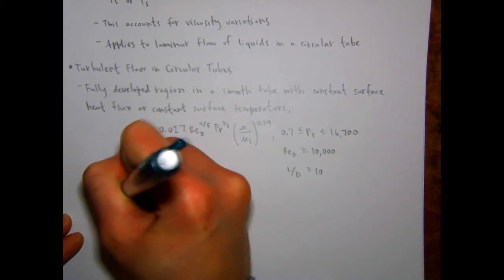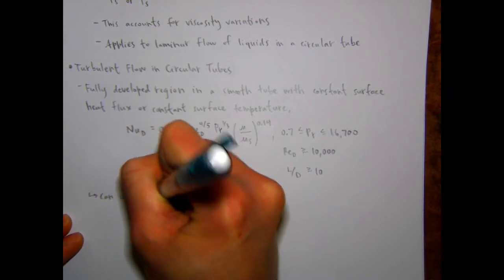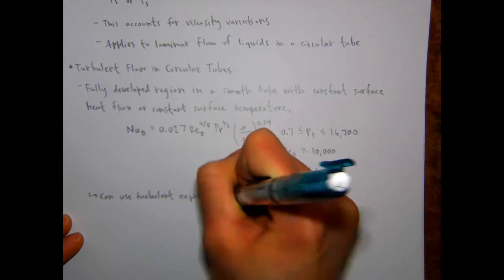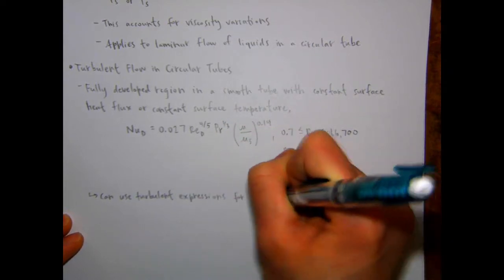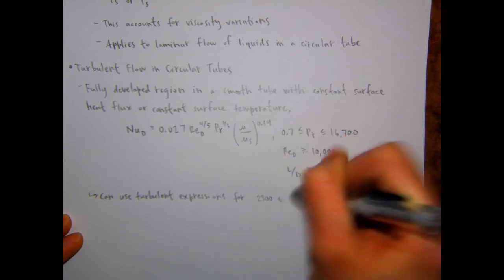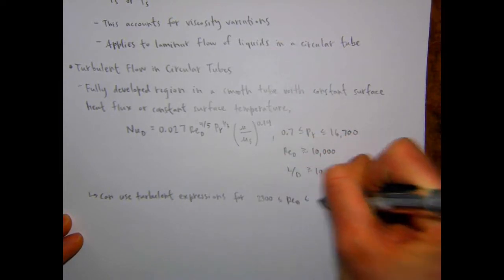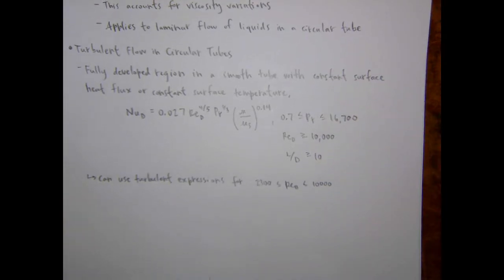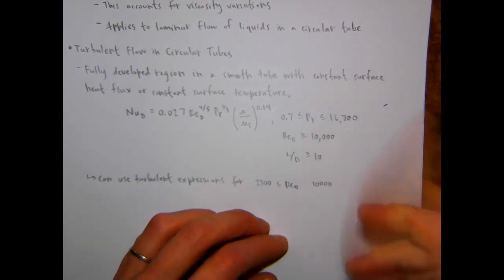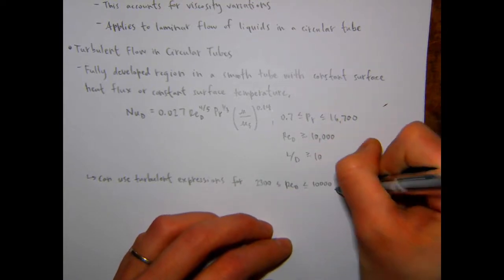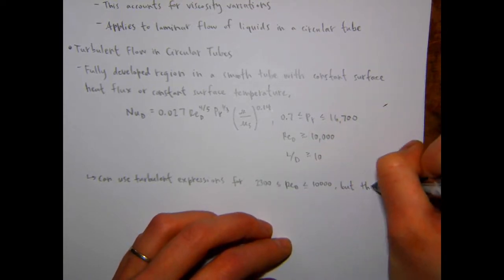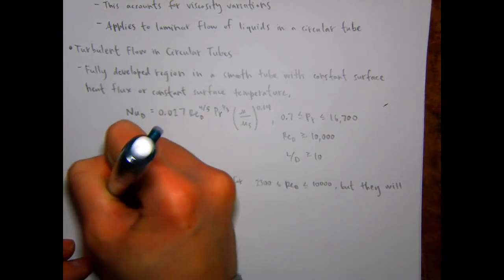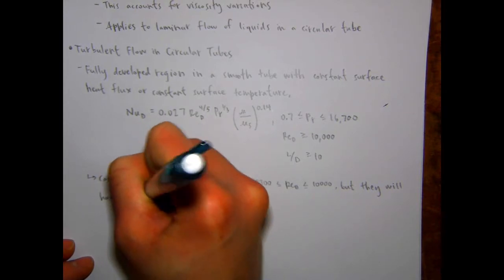So let's write that down. We can use turbulent expressions for Reynolds numbers that are between 2,300 and 10,000, but they will have larger errors.